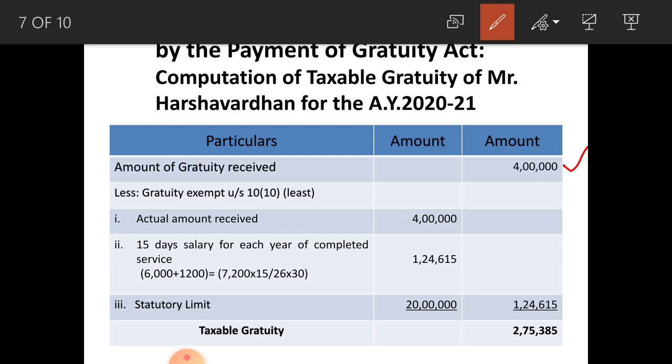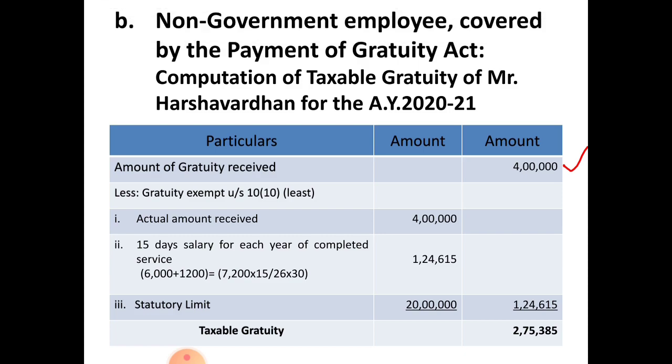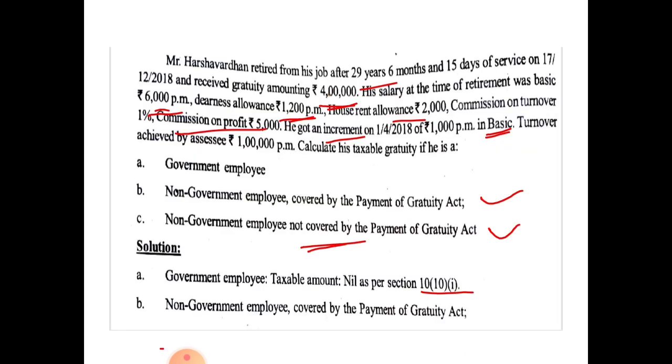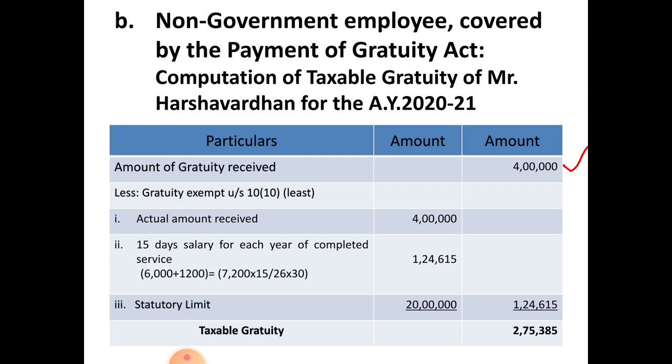Next, second one, 15 days salary for each year of completed service. You have to consider here fraction of years. If that fraction of years is more than 6 months, you can consider it as 1 year. As per that, basic 6,000 and DA 1,200 for the last month. He retired in the month of December. You have to consider the salary of November.